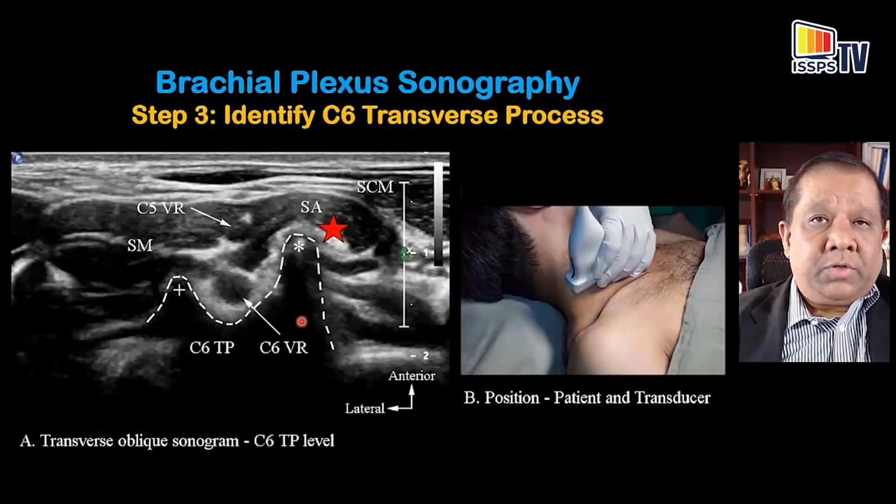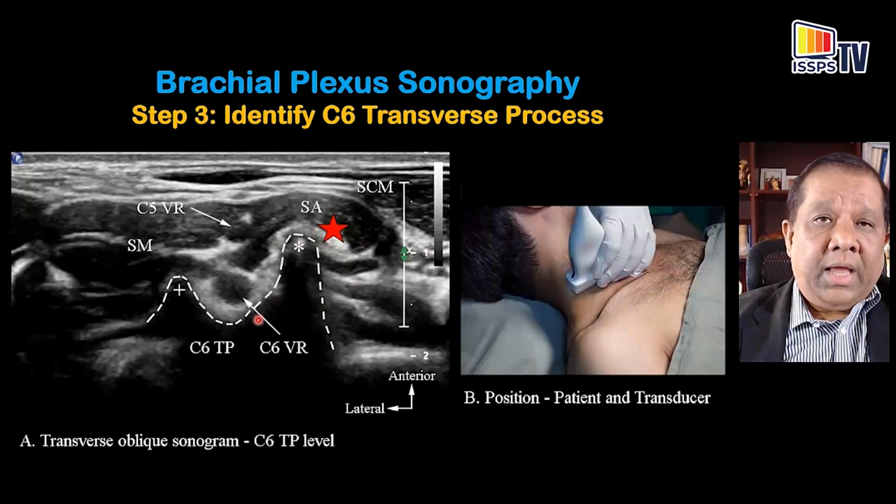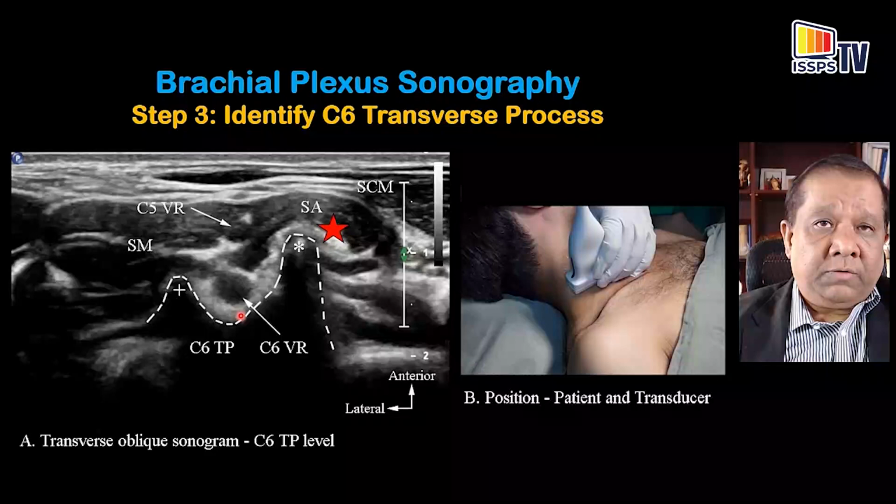If you sweep the transducer further cephalad from the C7, you can now identify the C6 transverse process by its very prominent anterior tubercle, the Chassaignac's tubercle, and a much smaller posterior tubercle. In between lies the C6 ventral ramus as it emerges from the intervertebral foramina. Cephalad to that in the interscalene groove is the much smaller C5 ventral ramus.